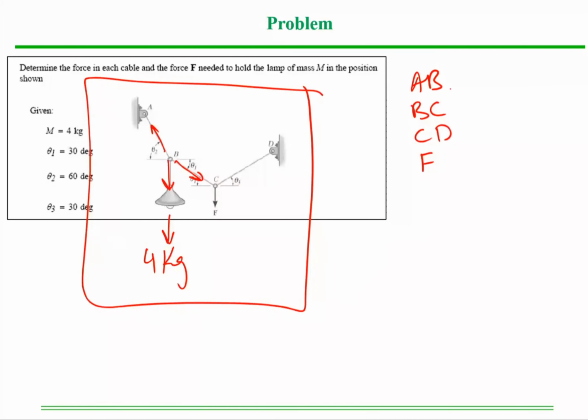Okay, let's continue. I need the answers. I need the values of AB, BC, CD, and the force F acting. So come on, give me the answers. Sir, F equals 39.2. 39.2 meters per second square, am I right? No, sir, newtons. Then it is newtons, okay.